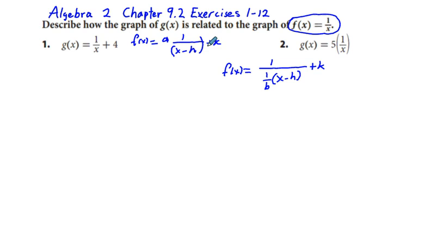Then h moves the graph of the function left or right. X minus the value moves the graph to the right. X plus, which would be x minus negative whatever it is, would move the graph to the left. And finally, outside we have plus k, and k adjusts the transformation of the function up or down, depending on the value of k.